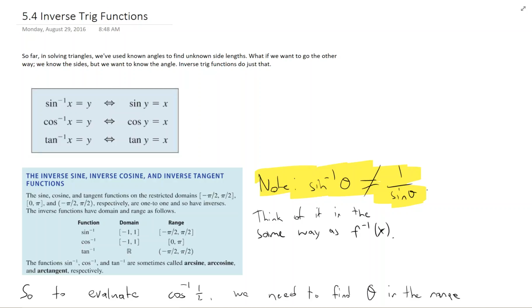All right, so 5.4 is all about the inverse trigonometric functions. These basically do the exact opposite of what we did before. On the other ones, we knew what the angle was and we could figure out what the ratio had to be. And now, if we know the ratio, can we figure out what the angle is?